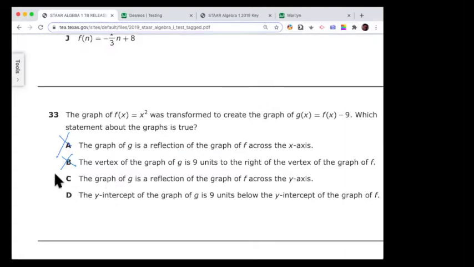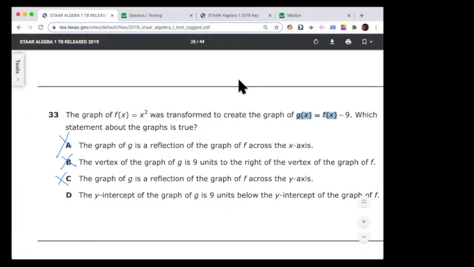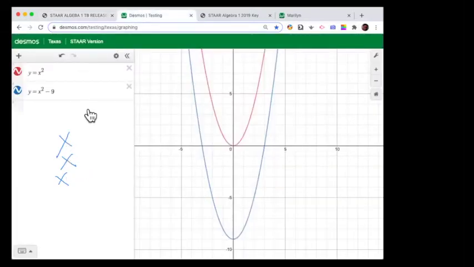So we're getting to the last one, and we really hope that we did our values right, we set up our equations correctly, because we only have one left. And that one says the y-intercept of the graph of G is 9 units below the y-intercept of the graph of F. And let's look at that. Let's look at the y-intercept down here. It's this point here, the lowest point on that parabola, and we said before, it's (0, -9), and it's marked clearly there.